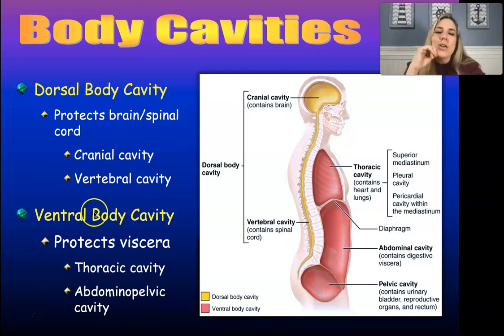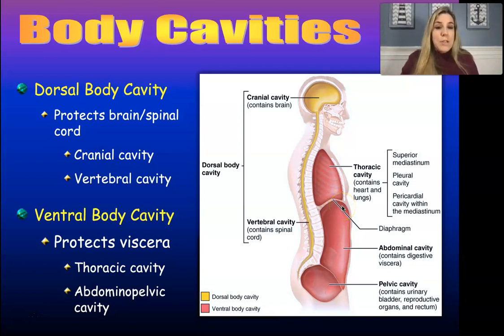For the ventral side, we have the thoracic cavity, which is basically the chest area, the cavity inside the chest that contains the heart and the lungs. Even that thoracic cavity is further divided into three subcavities: the superior mediastinum, the pleural cavity, and the pericardial cavity within the mediastinum. We'll talk about those in a minute in more detail. But for now, just know that the thoracic cavity contains the heart and the lungs. It's separated from the lower part, the abdominopelvic cavity, by the diaphragm, the muscle called the diaphragm.